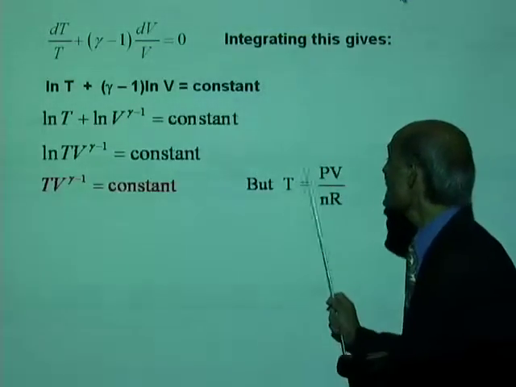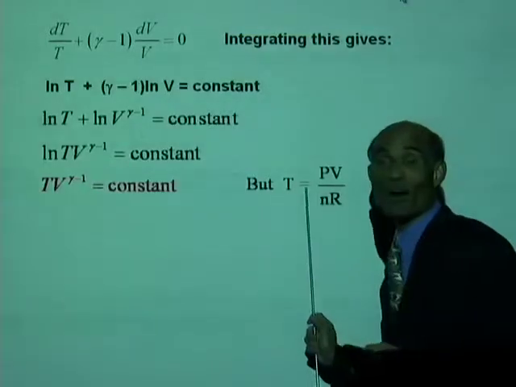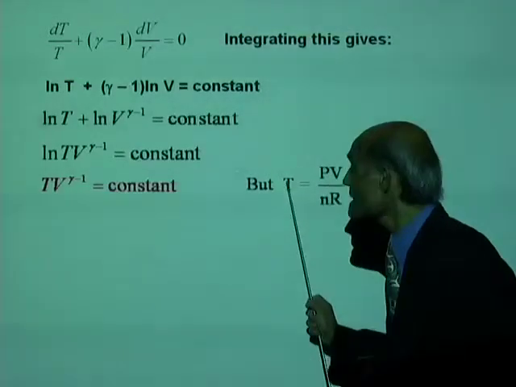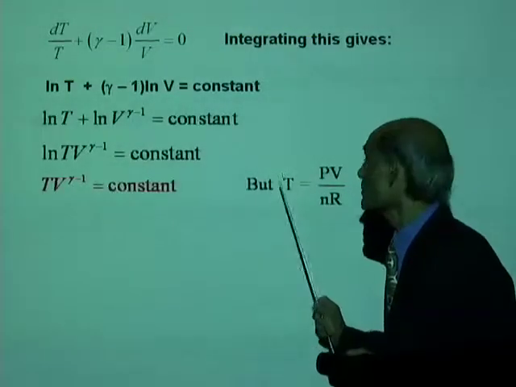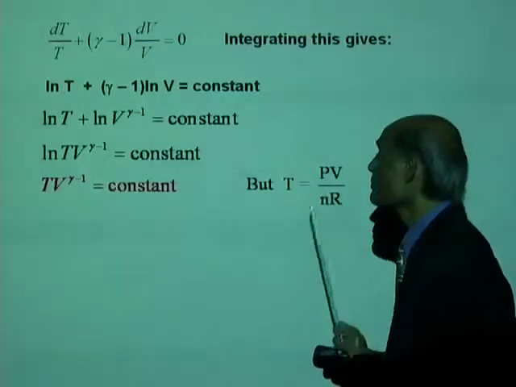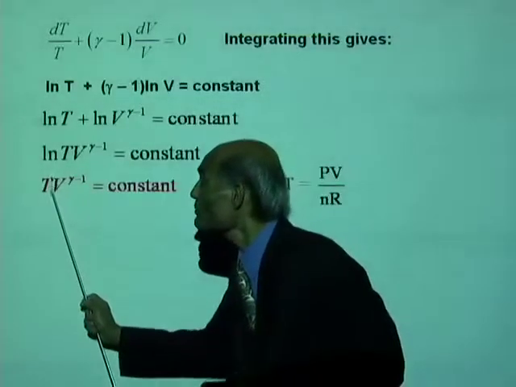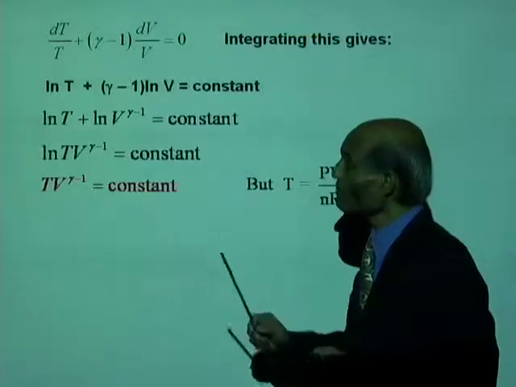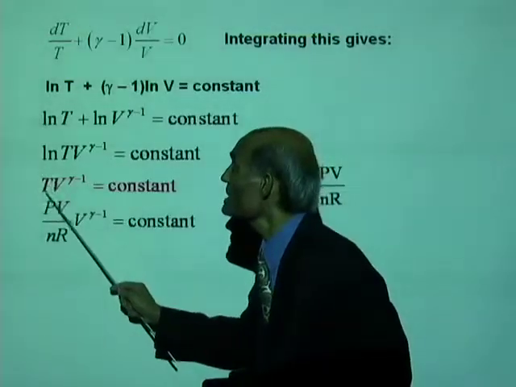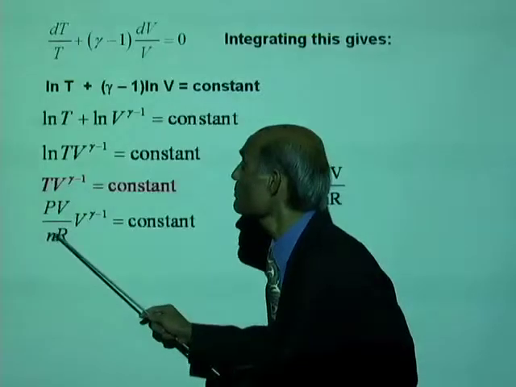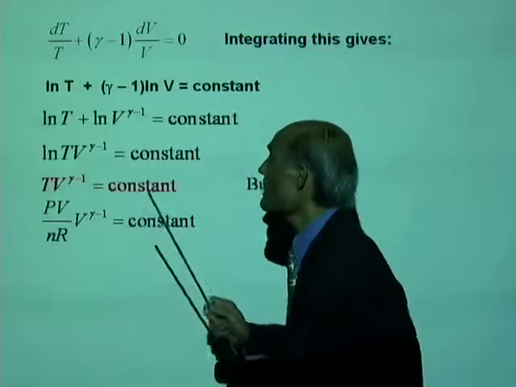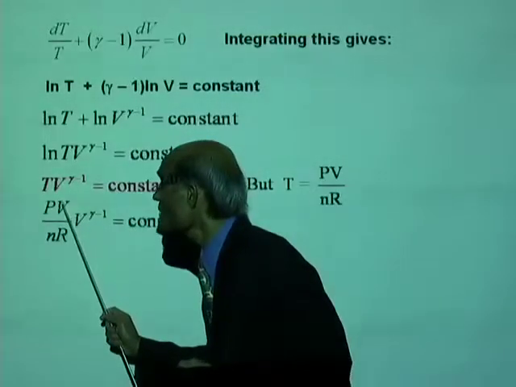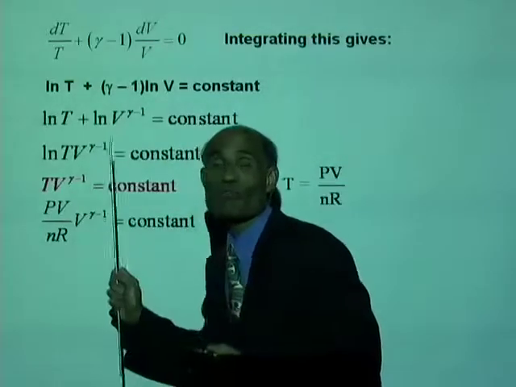But T equals PV over nR, from the equation of state. PV equals nRT. Solve for T from there, and we get T equals PV over nR. Now, let's replace T here by PV over nR. What do you get? This T will be replaced by PV over nR times V to the power of gamma minus 1, which is a constant. Alright, tell me, what is V times V to the power of gamma minus 1?